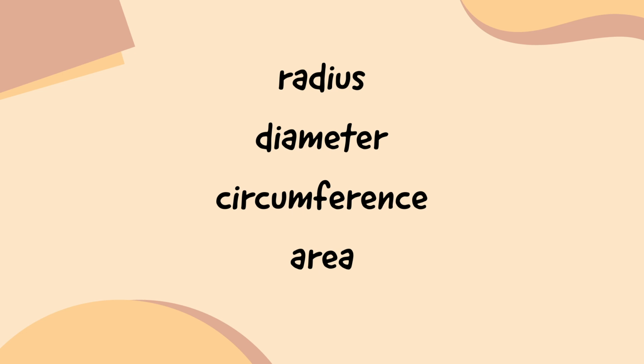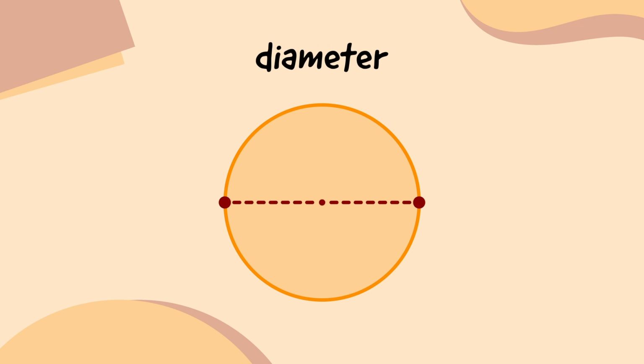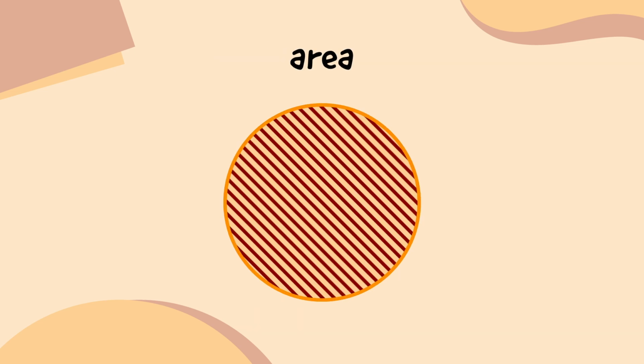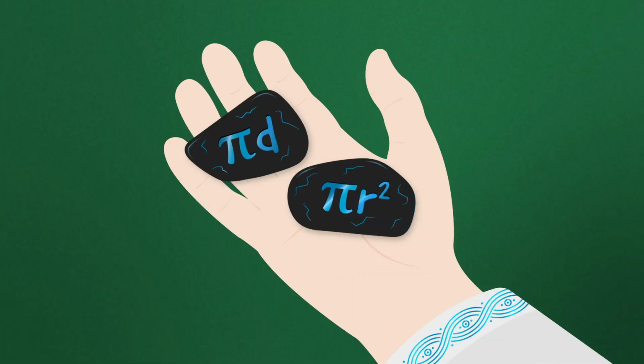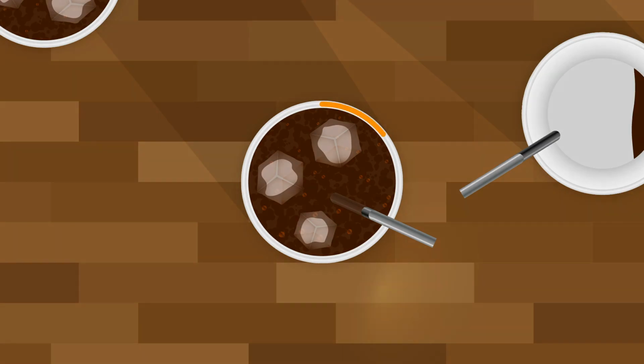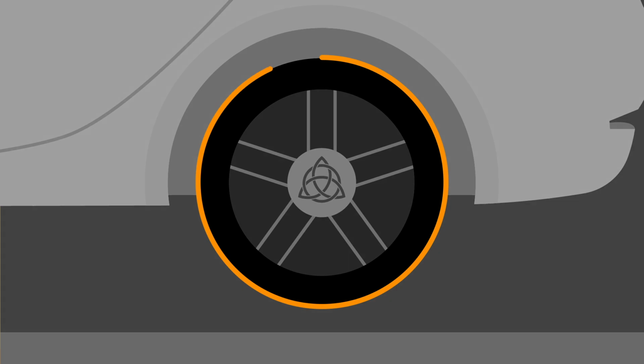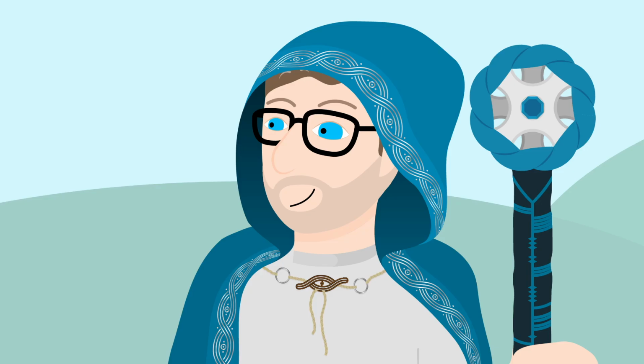Okay, so I'm going to quickly remind myself one more time. A circle has a radius, a diameter, a circumference, and an area. The circumference is equal to pi multiplied by the diameter, or pi d, and the area is equal to pi multiplied by the radius squared, or pi r squared. Yeah, you've got it. These magical formulas are so useful because circles are everywhere in our lives. Whether it's the shape of a drinks cup, wheels on a car, or even these stone circles, they all hold mysteries just waiting to be discovered.